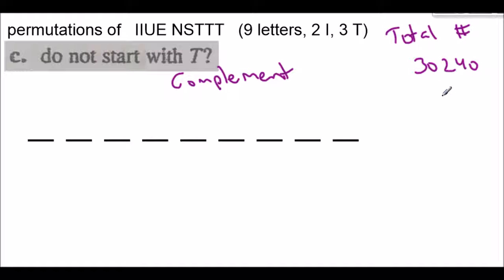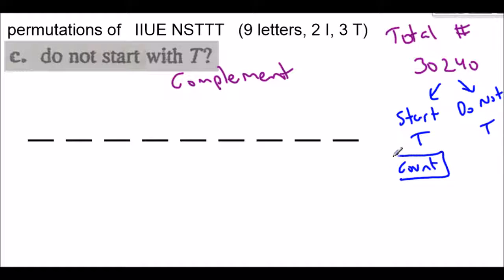Now, in these 30,240, there are some that start with a T, and there are some that do not start with a T. And there's no third category. Either all of the words start with a T, or they do not. There's nothing I'm missing. So I'm going to count all the ways where it starts with a T, and then by subtraction, I can find the ones that do not start with a T.